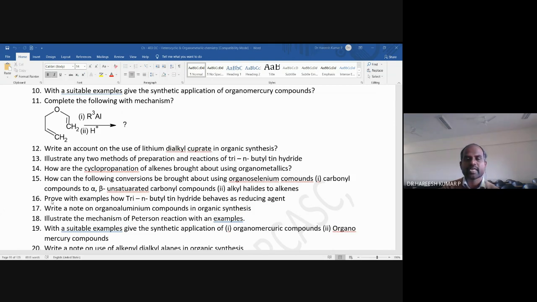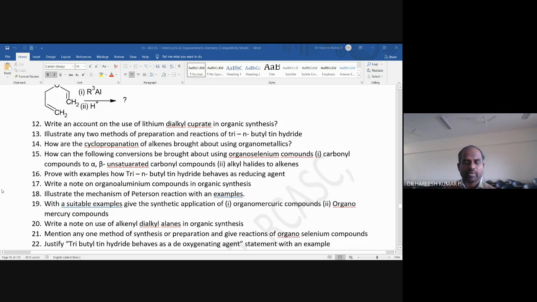So Peterson reaction, so usually you can expect one question on this Peterson olefination, how the double bond is formed. So more particularly, you have to talk about the eclipse form, and then you have to show the syn elimination, and you have to show how the double bond and the syn product is obtained. That you have to tell. And so there will be one question on Peterson olefination.